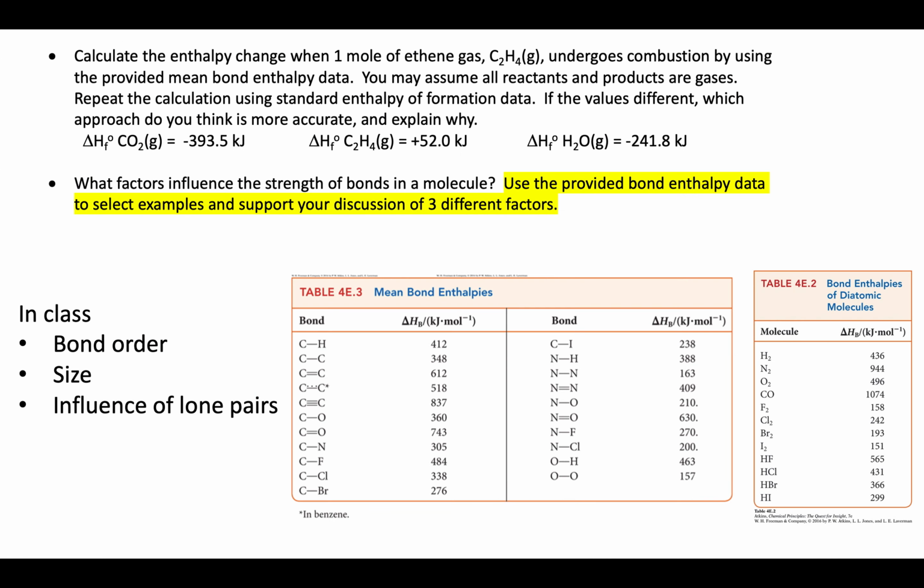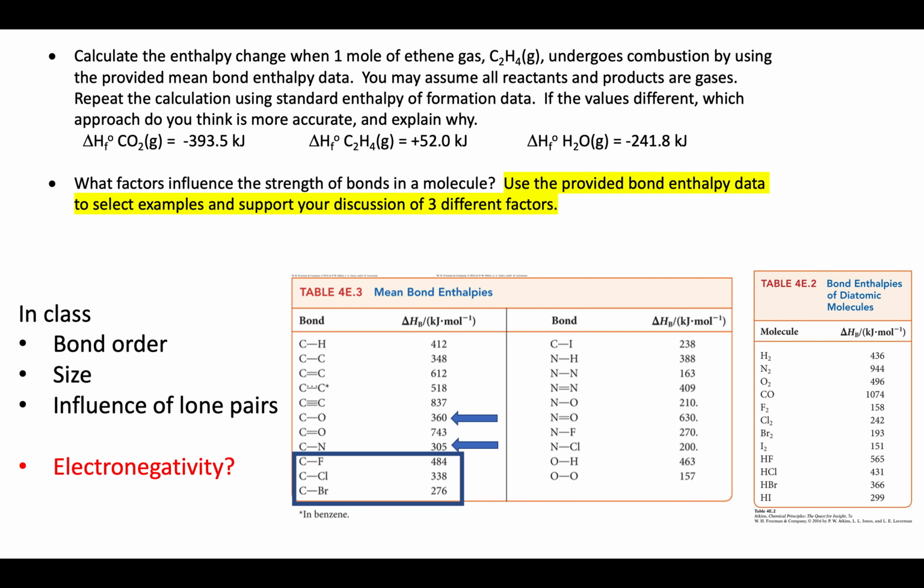That last part, looking at the influence of various factors on the strengths of bonds in a molecule. First thing I was looking for was, did the student use provided data to construct an argument? So instead of talking in general terms, I was looking for the use of the provided data and constructing an argument with that. In class, I discussed 3 factors: bond order, size, and the influence of lone pairs. But I also pointed out that you've got to be careful with the comparisons that you make, because there can be competing factors in play.